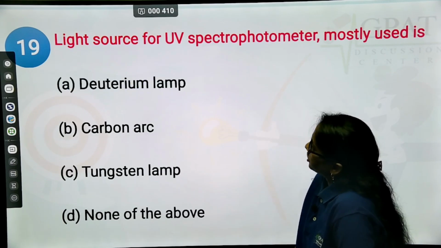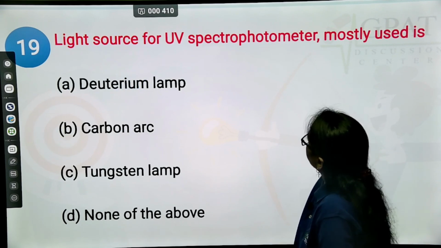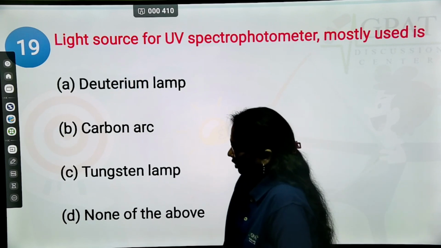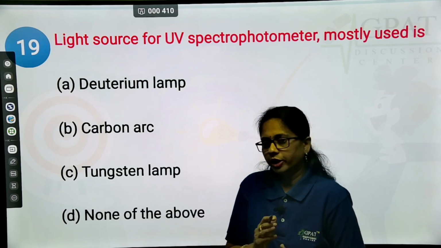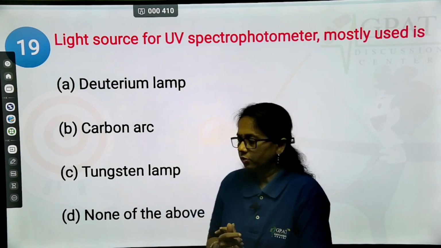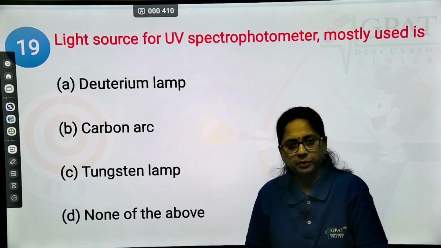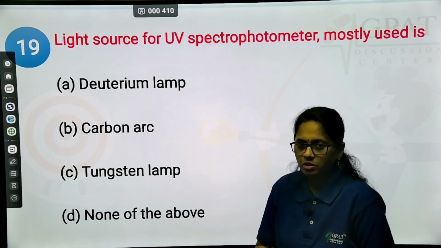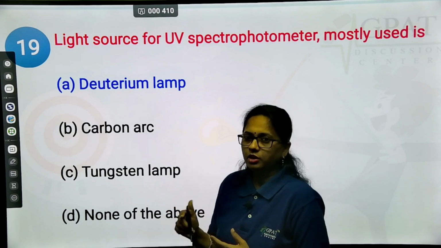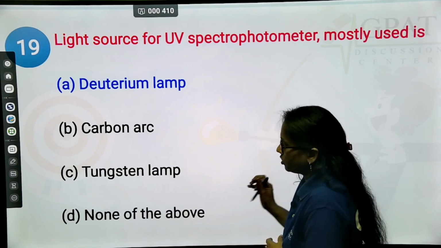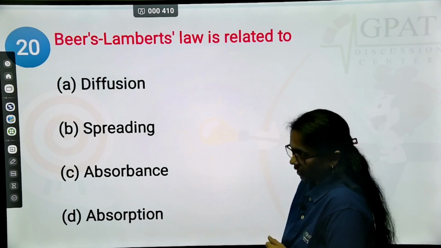Next question: the light source for the UV spectrophotometer mostly used. For UV radiation, you are going to have 200 to 400 nanometer. Always the D2 lamp is the preferred one. Tungsten is going to give you visible radiation, and carbon arc definitely is not going to give either of those ranges. So option A is the right answer.